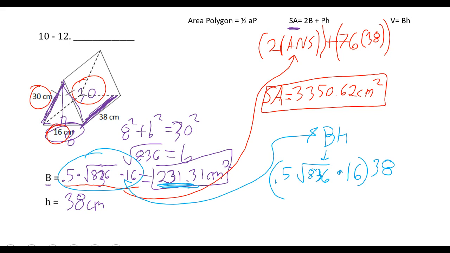Nice. Let's do it. 0.5. Oh, yeah, that's right. 0.5 times square root 836 times 16 times 38. This is what I got. Oh, it is what I got. 8,789.75 centimeters cubed equals a volume.